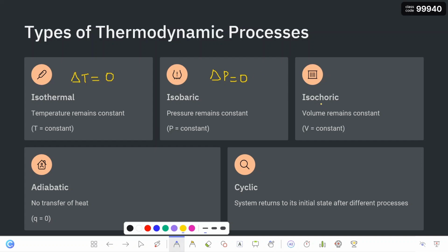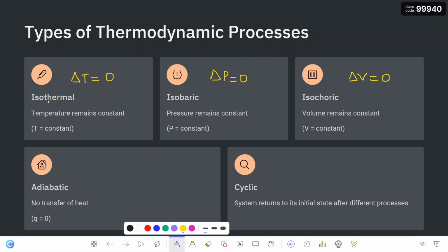Next one is isochoric. Isochoric means volume remains constant. That means delta V will be equal to 0. So these things you need to know, because they won't ask you in the question whether the temperature is constant or pressure is constant or volume is constant. They will directly ask you to calculate either work or heat for an isothermal process, isobaric process, or isochoric process. So you need to know what that means.